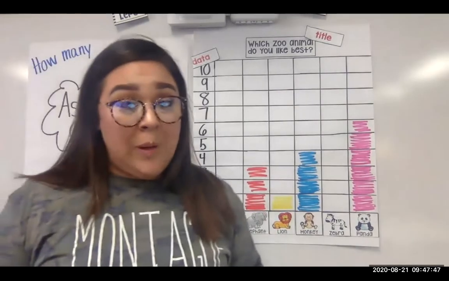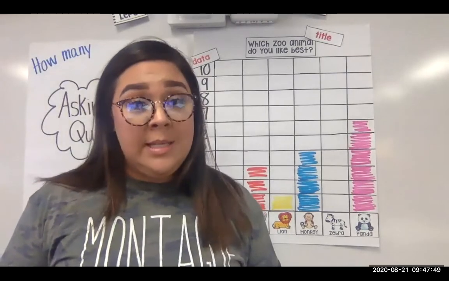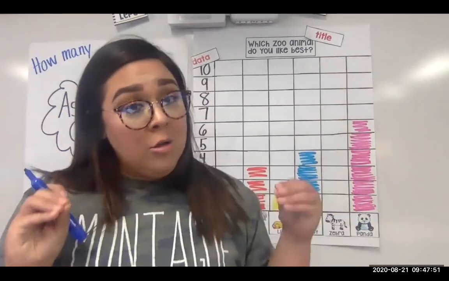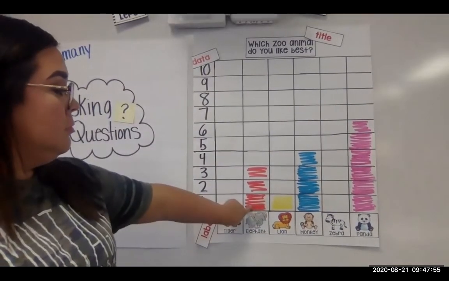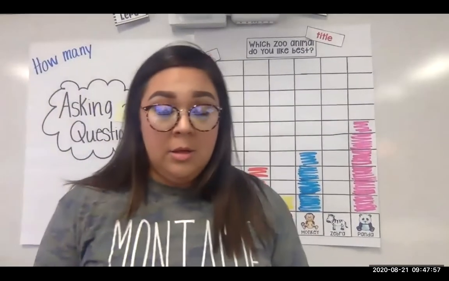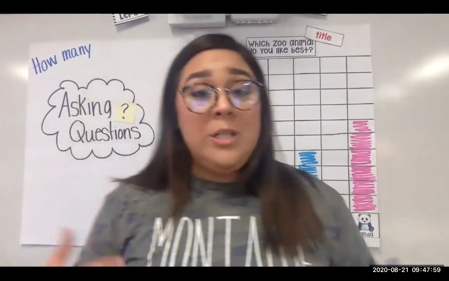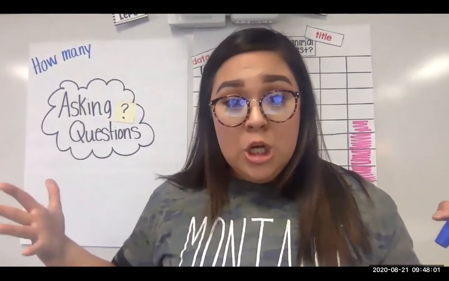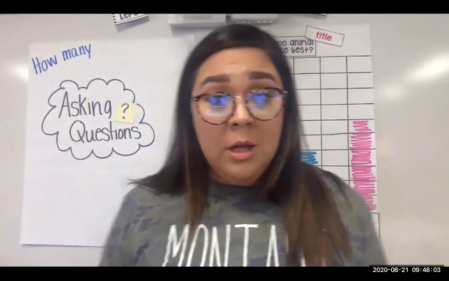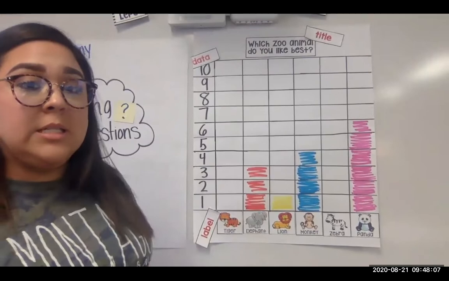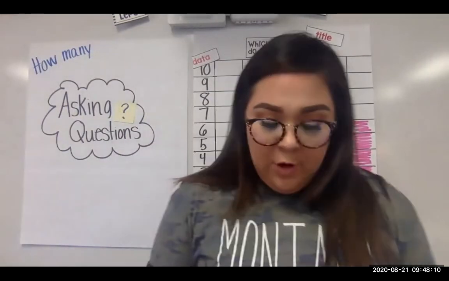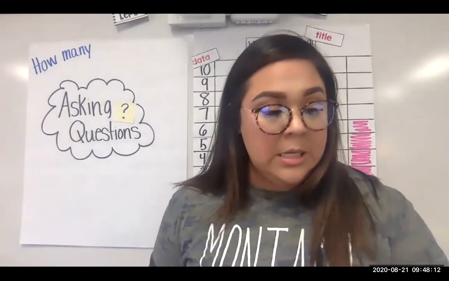Now I can also answer my question, because remember Ms. Hernandez said, if you're gonna ask a question, you also have to have the answer. So how many elephants were liked? Three. Now in first grade, we talk in full sentences. So three what? Three elephants were liked. Okay, a full sentence.